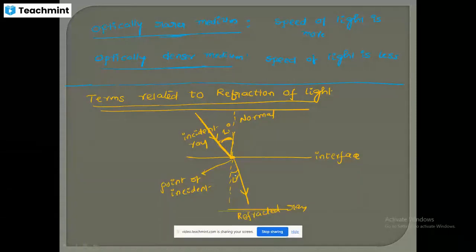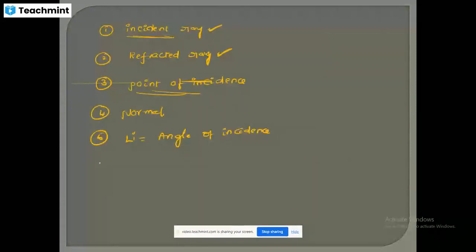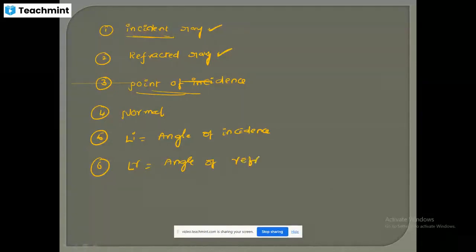And what is the refracted angle? The angle made by the refracted ray with the normal is called the refracted angle, or the angle of refraction. We need to remember all this terminology, because in most cases we use it while we are studying the refraction of light.